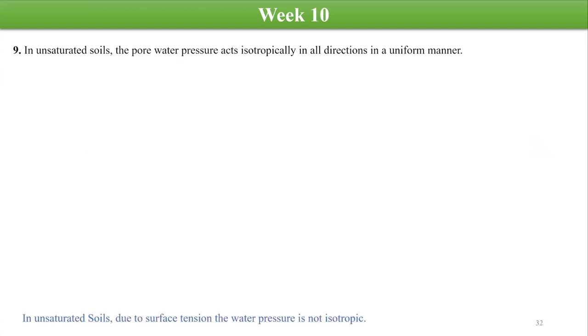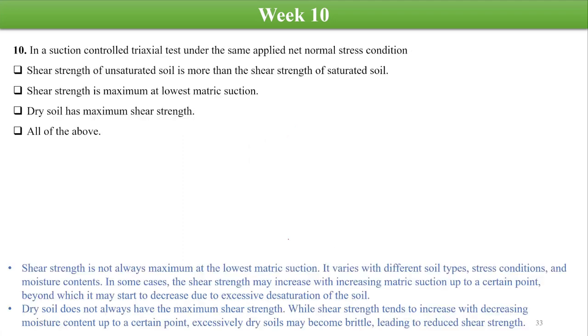Then we have question number 9, that in unsaturated soils the pore water pressure acts isotropically in all directions in a uniform manner. In unsaturated soil, due to the surface tension which is present, the pore water pressure is not isotropic, so it does not act isotropically in all directions in a uniform manner. So in this way you can answer this question.